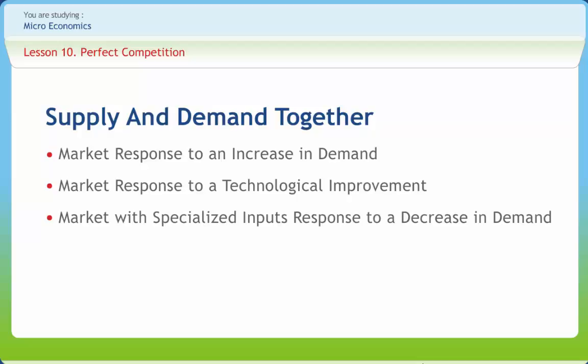In market response to a technological improvement, we can say that it will shift AC and MC curves down, creating short-run profits. As existing firms expand output and as new firms enter, these profits will be competed away until the price has once again fallen to equal average total costs. A market with specialized inputs responds to a decrease in demand as follows: firm output and market output will fall. As all firms decrease output, the demand for specialized inputs will fall, causing the firms' costs to fall.